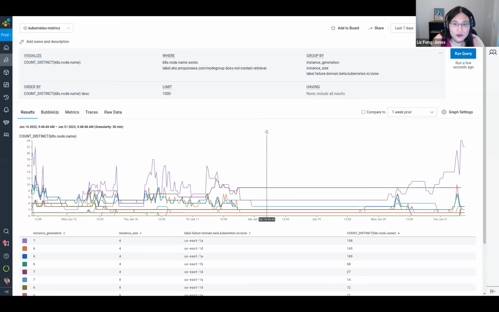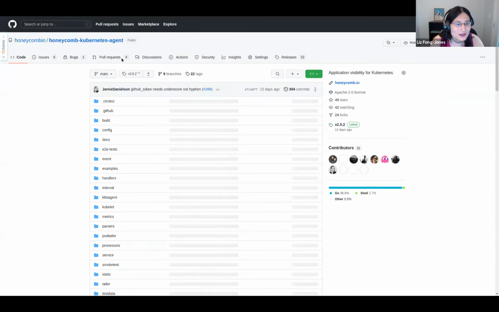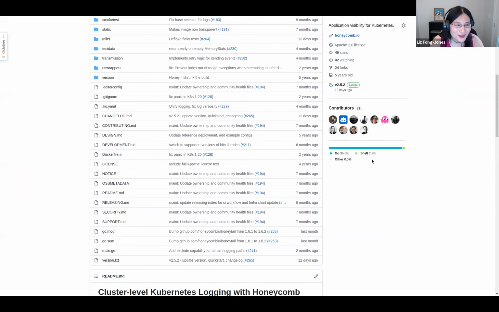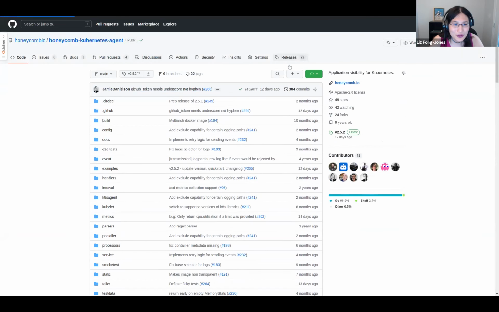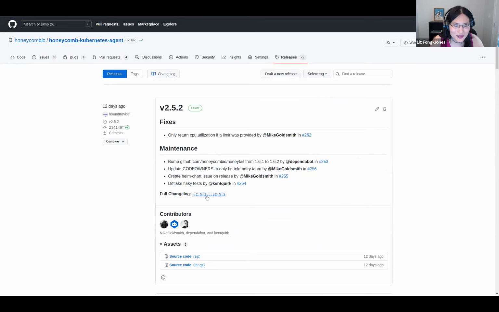Let's see, hopefully this will pull up the correct link. So here's the Honeycomb Kubernetes agent. You can just go and download it from our releases, and there's a Helm chart to just install it.